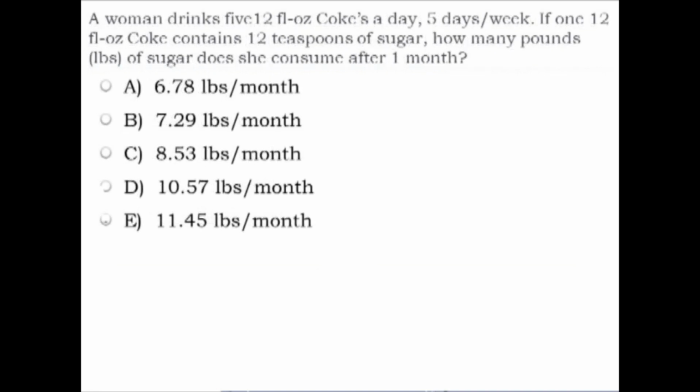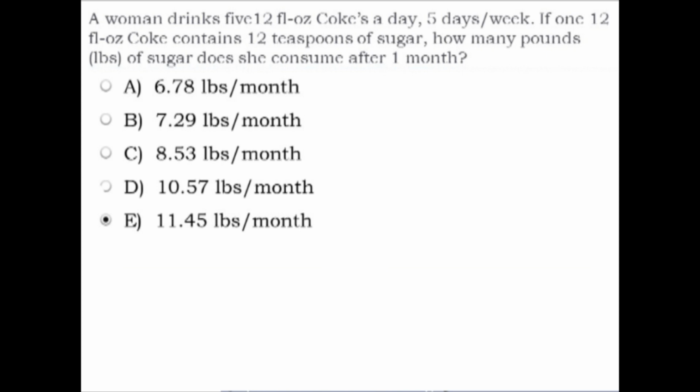Here's another question about sugar. So a woman drinks 5 12 fluid ounce Cokes a day, 5 days a week. If there are 12 teaspoons in a 12 fluid ounce Coke, how many pounds of sugar does she consume after 1 month? Pause here and I'll reveal the answer on the next slide. The correct answer is actually E, 11.45 pounds. So how is this done?